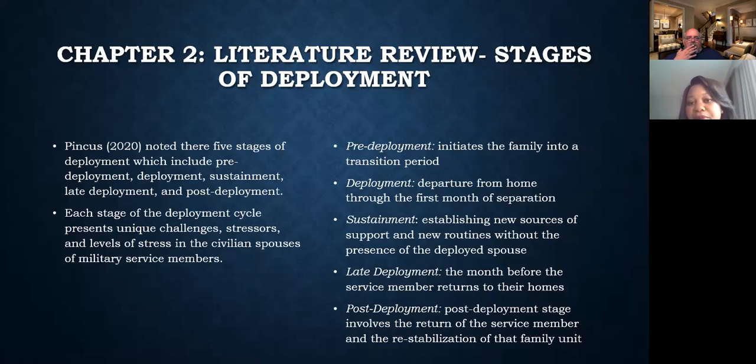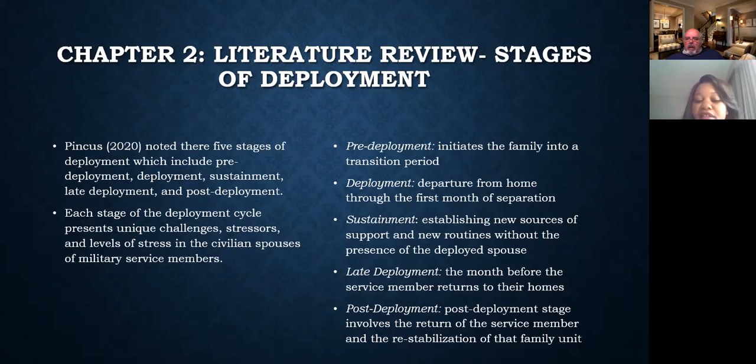The first is pre-deployment, which initiates the family into this transition period where the service member is getting ready for this time apart. The second is deployment, which is the departure and the first month of separation. Sustainment is when the stay-at-home spouse establishes new sources of support as well as new routines without the deployed spouse. The fourth is late deployment, the month before the service member returns home.